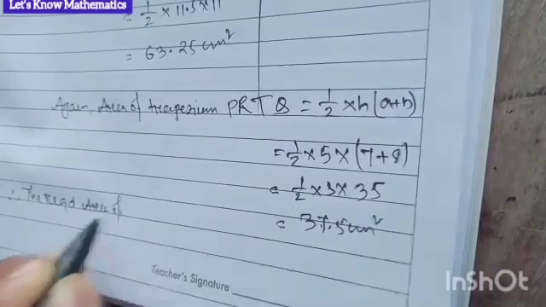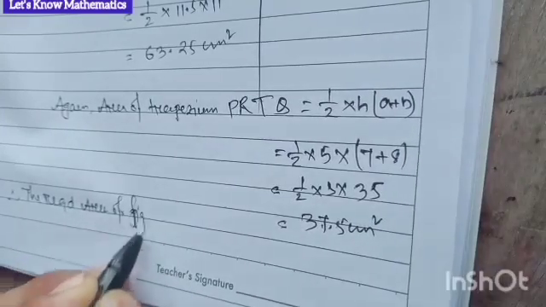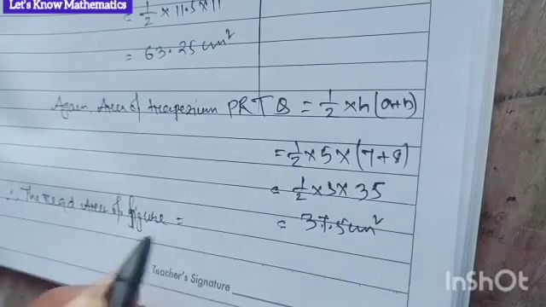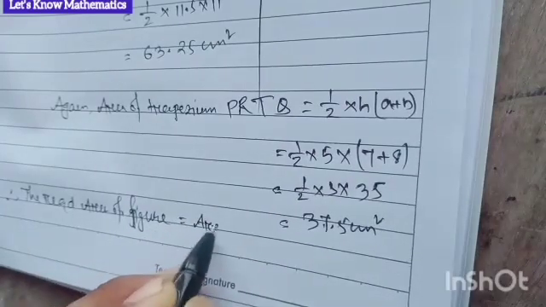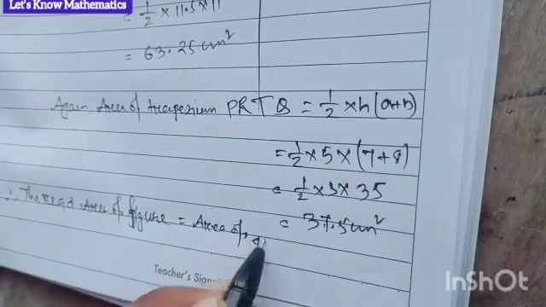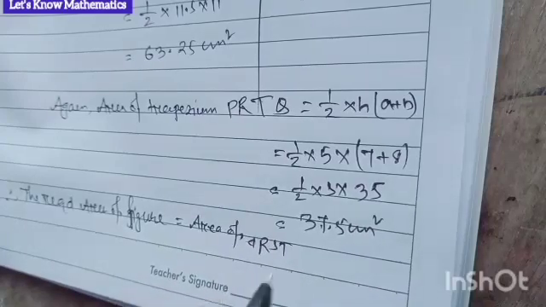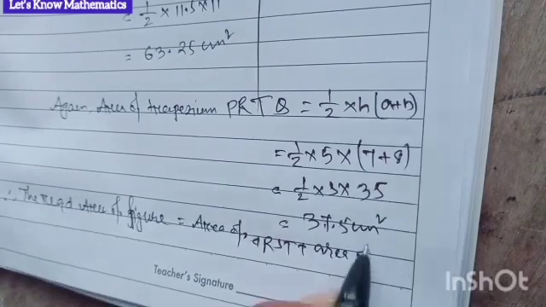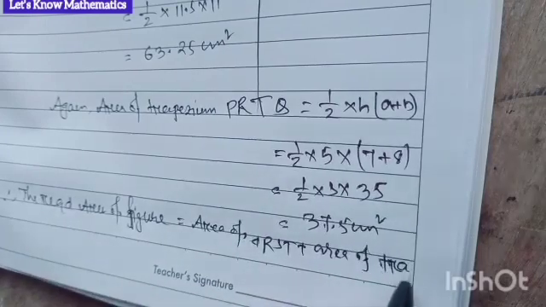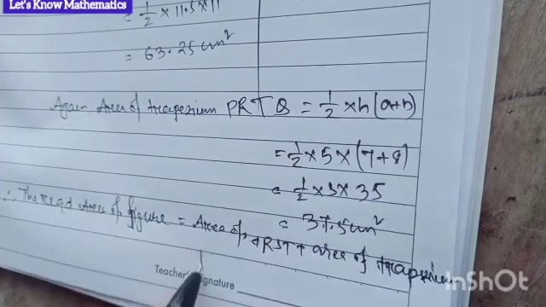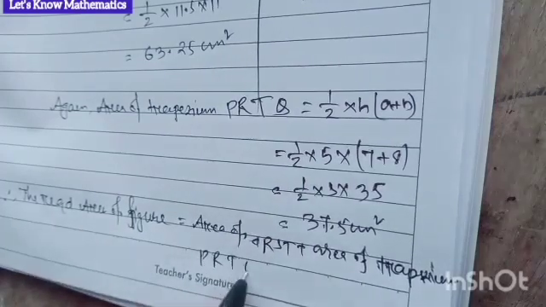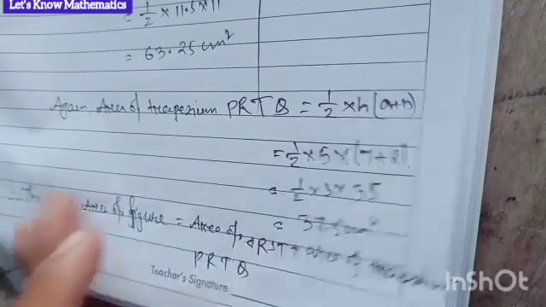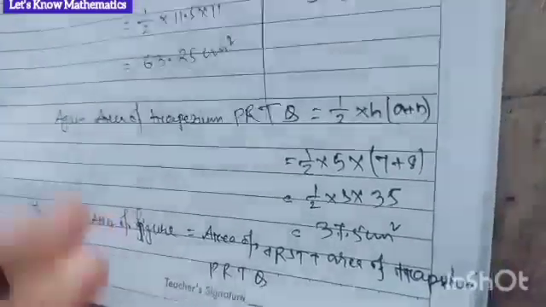Therefore, the required area of the figure is equal to the area of triangle RST plus the area of trapezium PRTQ. That means, you see what we will be getting.